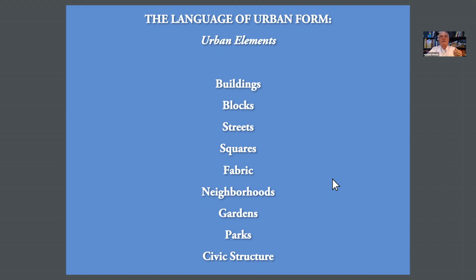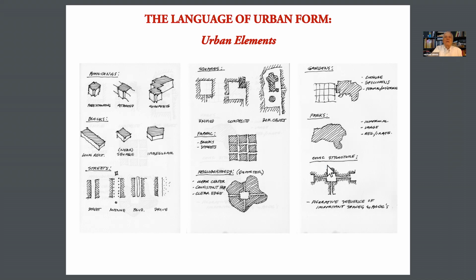So to dive into the language of urban form, the basic urban elements are buildings, and we'll go into these not in complete detail, but some detail: blocks, streets, squares, urban fabric, neighborhoods, gardens, parks, and civic structure. Here's some rather crude diagrams.